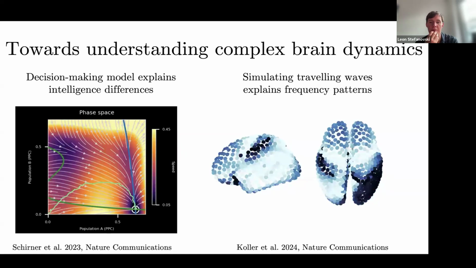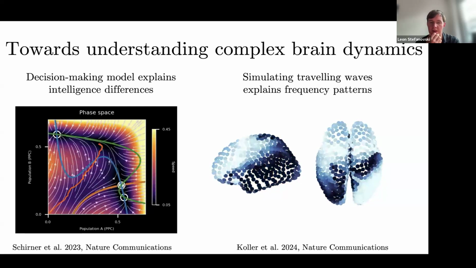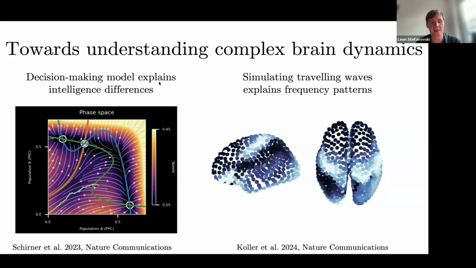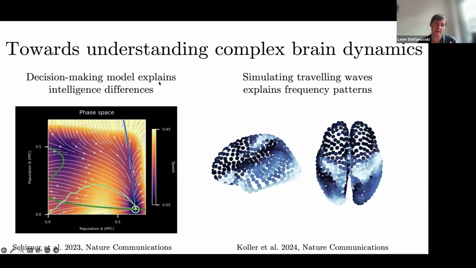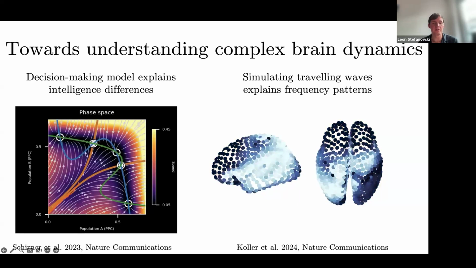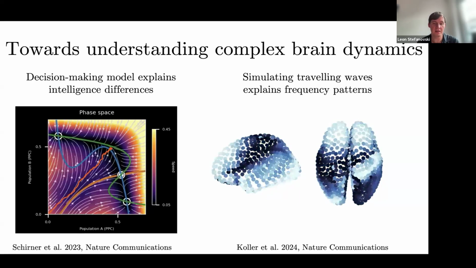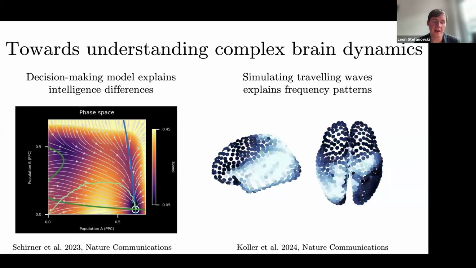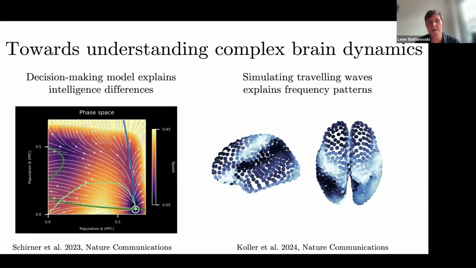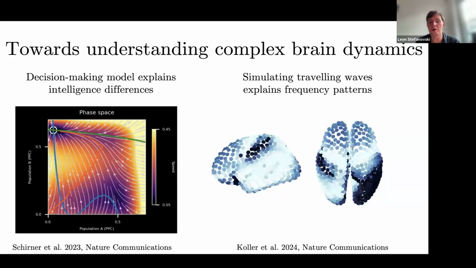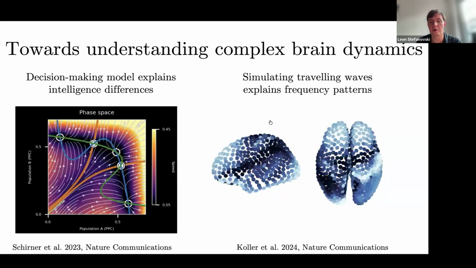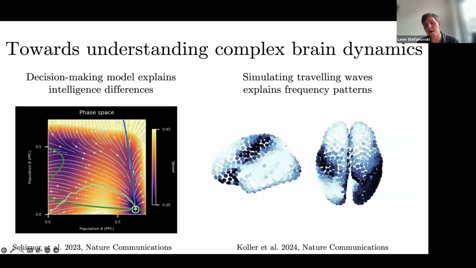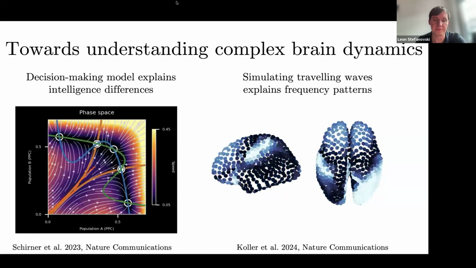Two works that probably Petra showed in the earlier lecture are this work by Michael Schirner of a decision-making model, where we can link a very simplified but cognitive function of decision making that is related to actual intelligence of the individuals into the simulation, or this other one, of Dominik Koller on the right, of understanding how traveling waves on the brain work and move.